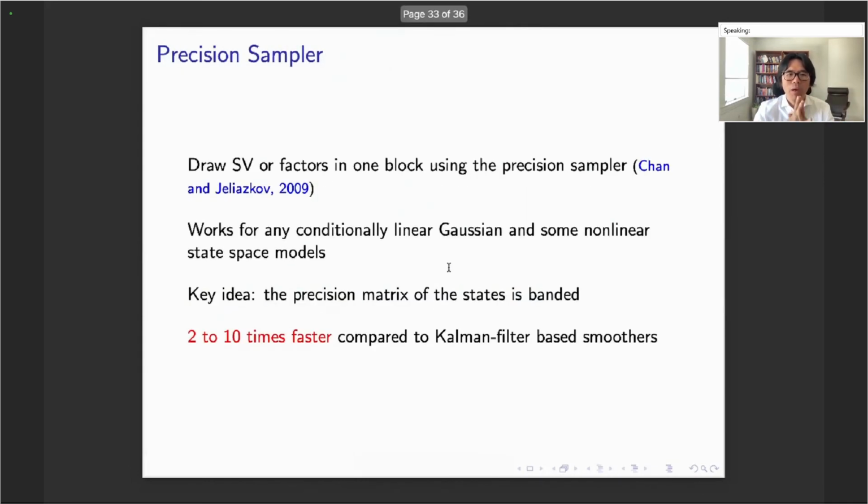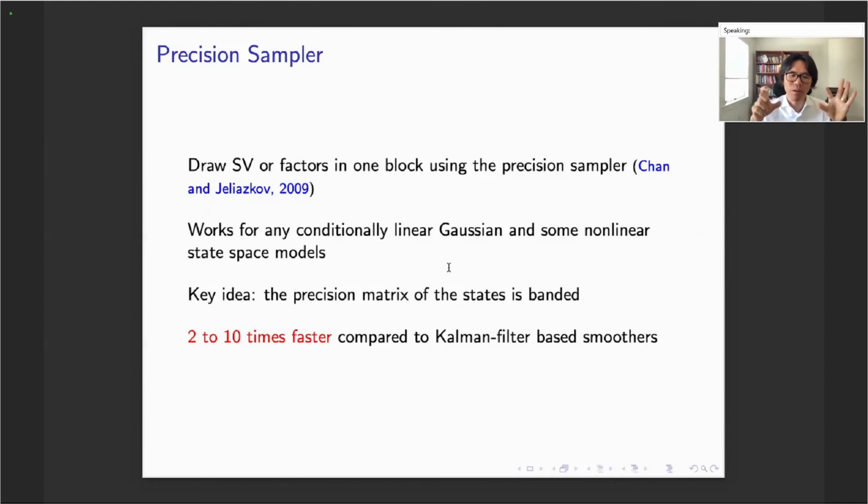Lastly, in these models, we also have a lot of latent variables. So instead of using common filter-based smoothers, which require forward filtering and backward smoothing, you can generate the whole series, the whole stochastic volatility or factors, in one block by using this precision sampler we developed with Ivan. The idea there is that the covariance matrix of these states is full, but the inverse of it, the precision matrix, actually has a lot of structure.